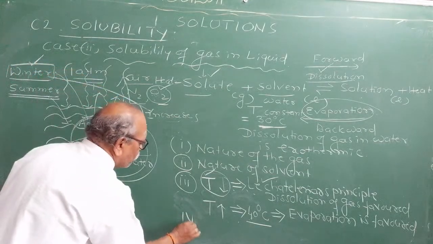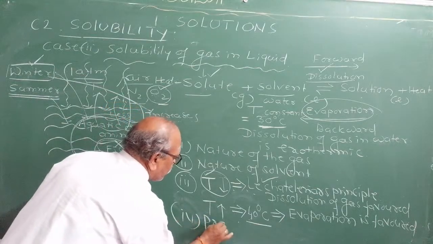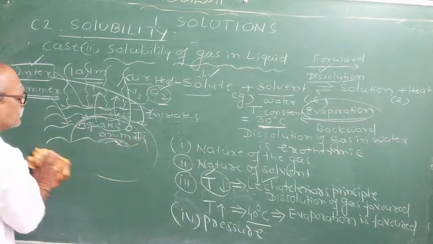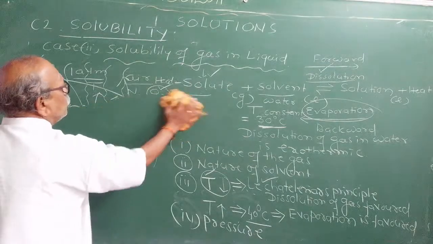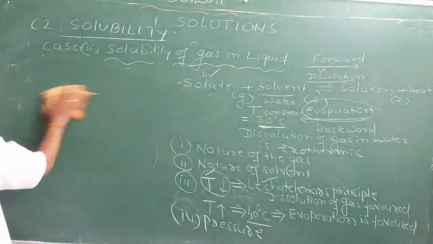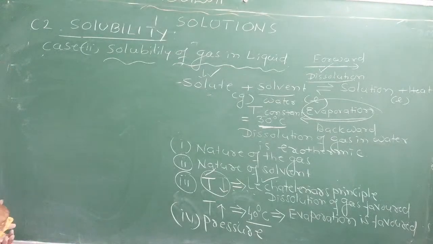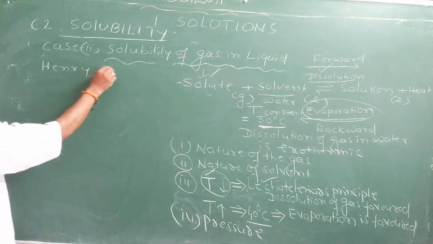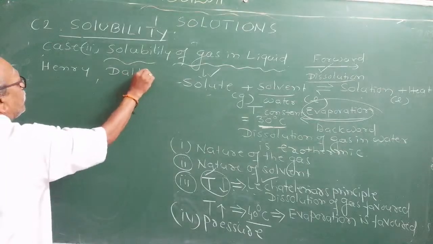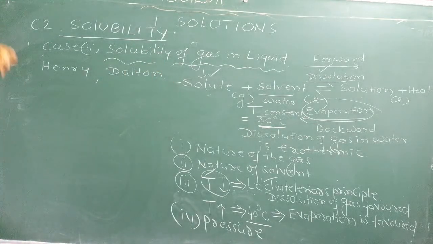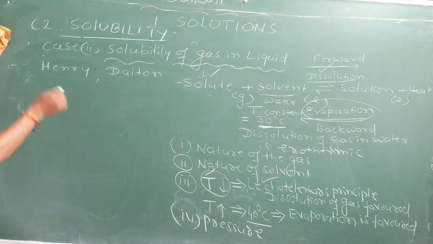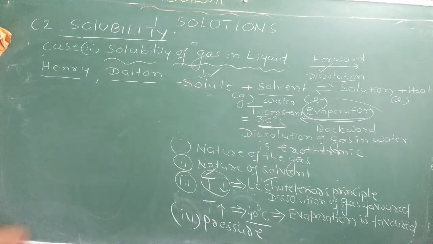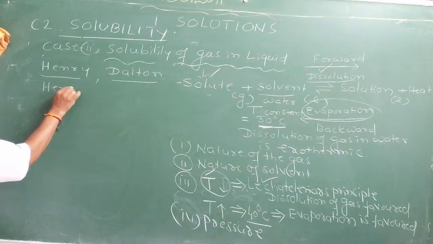So, another factor is pressure. We will study this pressure carefully. This pressure was studied in detail by two chemists, Dalton and Henry. Both of them, contemporaries, studied the effect of pressure on this equilibrium. The solubility of gas in liquid, the effect of pressure, was studied by Henry as well as Dalton independently. And what Henry says is Henry's law.